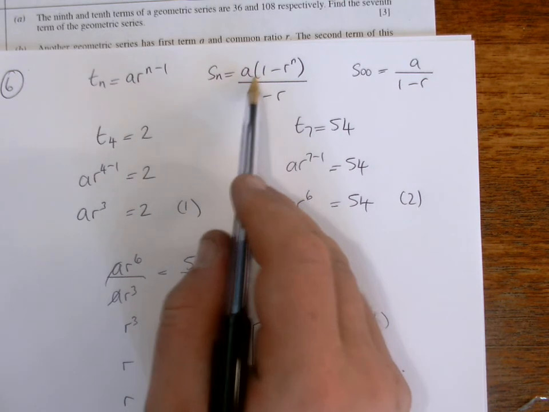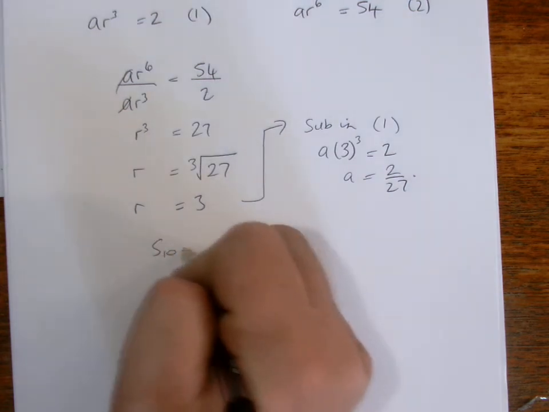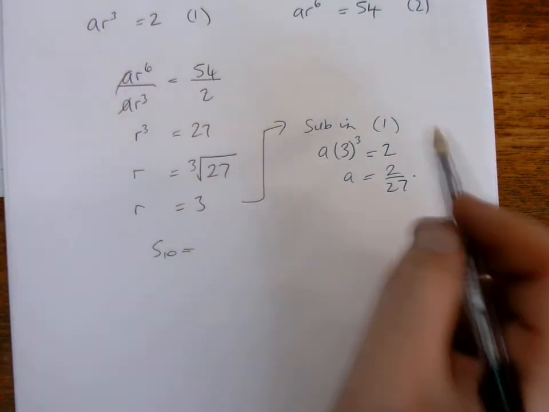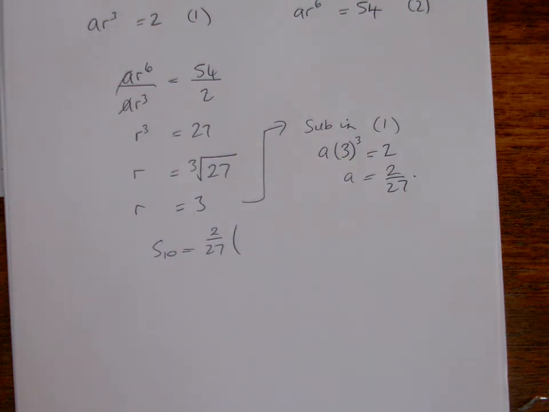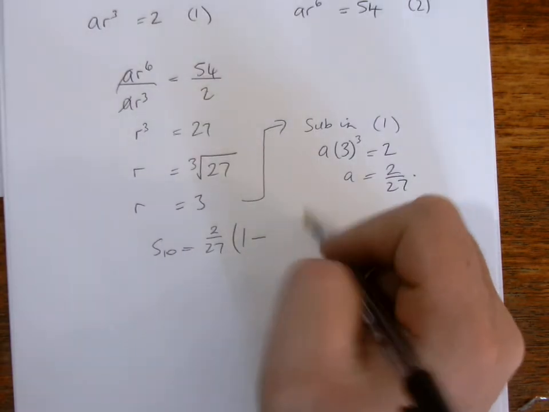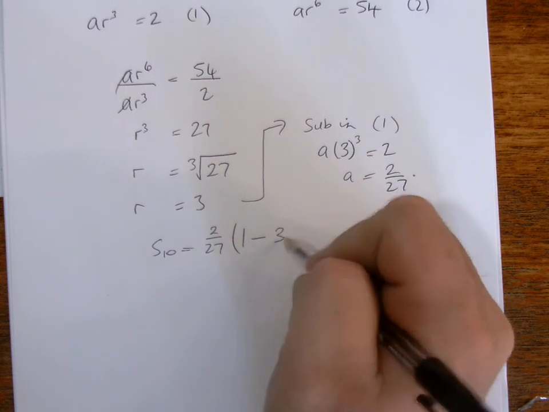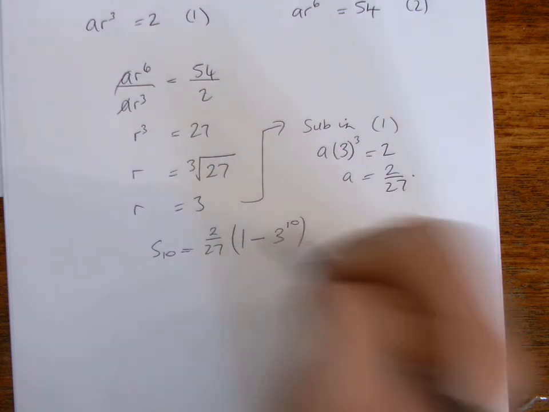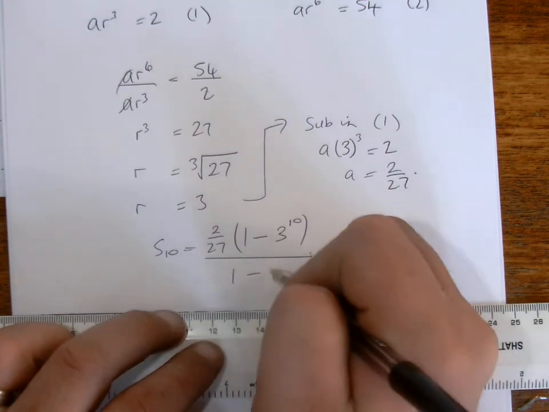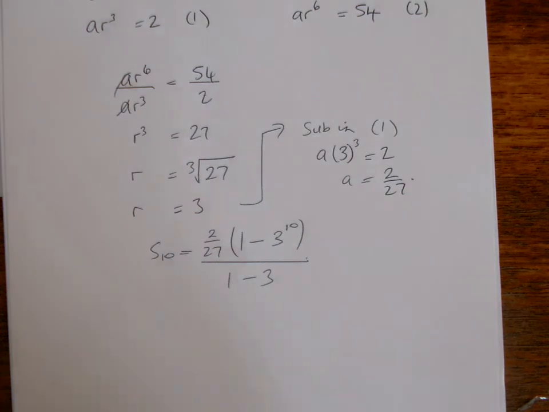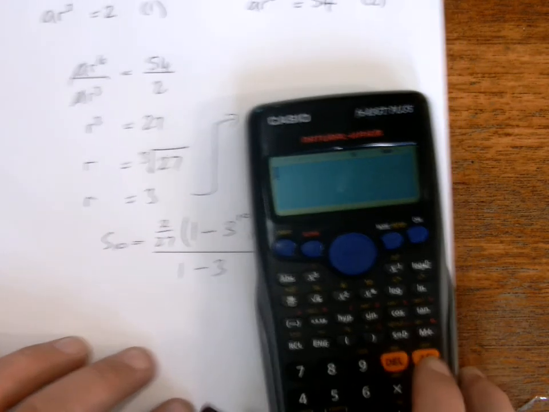And then they want the sum of the first 10 terms. So remember, we're going to use this formula for sum. Just 10 terms, so S10 will be a, which is 2 over 27. Keep it as a fraction because it's not a very nice decimal. Times 1 take away 3 to the power 10, all divided by 1 minus 3.